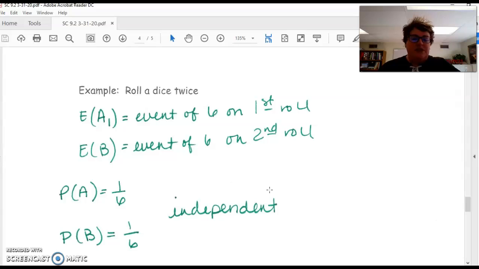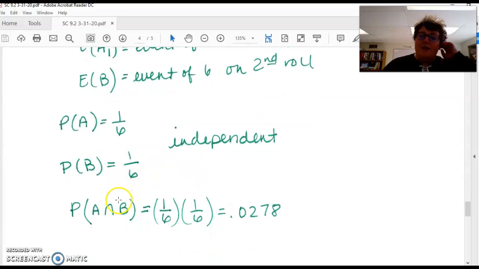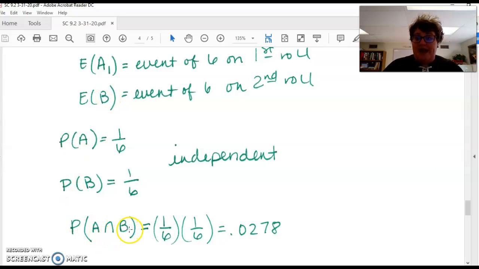So here's the case: you roll the dice twice. We're still doing a multi-stage experiment, but in this case, our probability doesn't change. Event A is the event of a 6 on the first roll. Event B is the event of a 6 on the second roll. The probability of A is 1/6, and the probability of B is 1/6. They stay the same, so the probability does not affect each other because you can't take away those options once they're there. So the probability of event A intersecting with event B, basically rolling a 6 on the first roll and a 6 on the second roll, you multiply together those probabilities. So 0.0278.